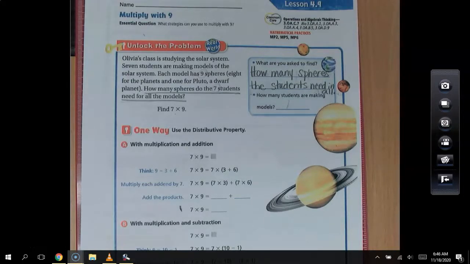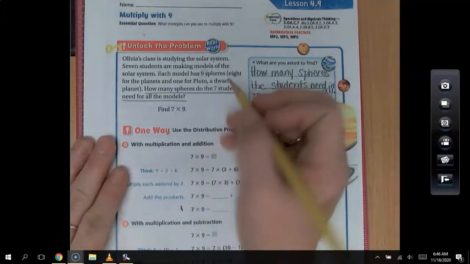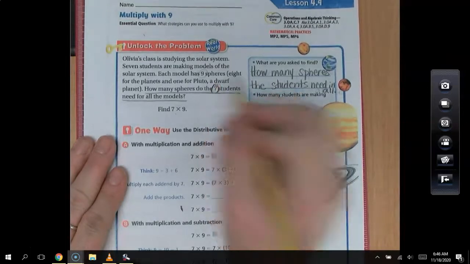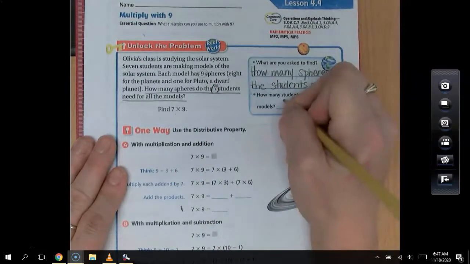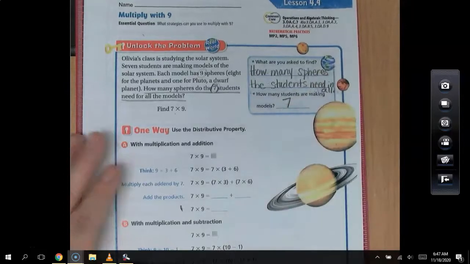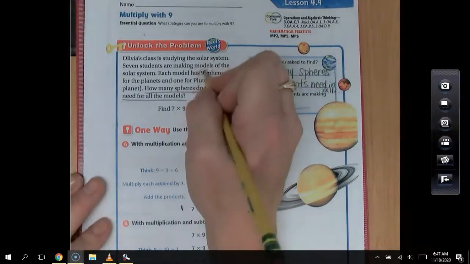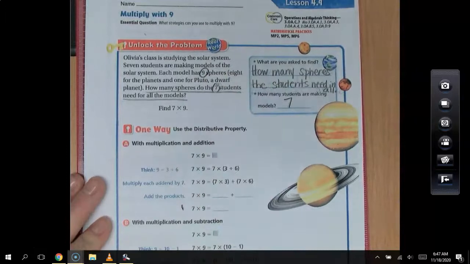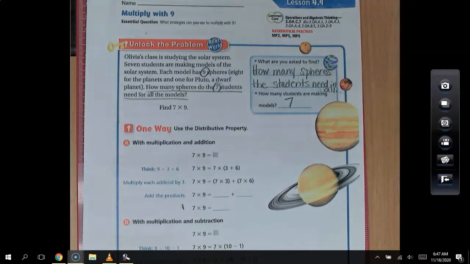Well, how many students are making the models? If I go back and look at my problem, I know that there's 7 students making the models. Well, how many spheres are there? 9. So what I need to find is 7 times 9. I need to find the answer to 7 times 9. Do you remember what we call the answer in multiplication? Product. So if you hear me say the word product, you know that that's the answer to a multiplication problem.